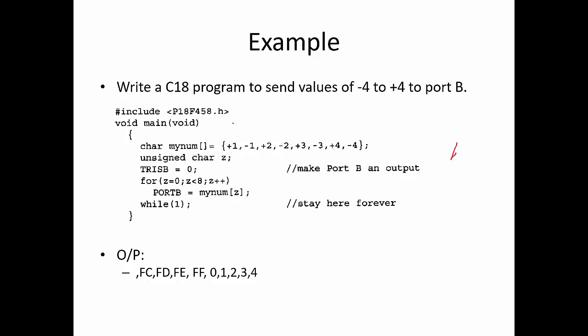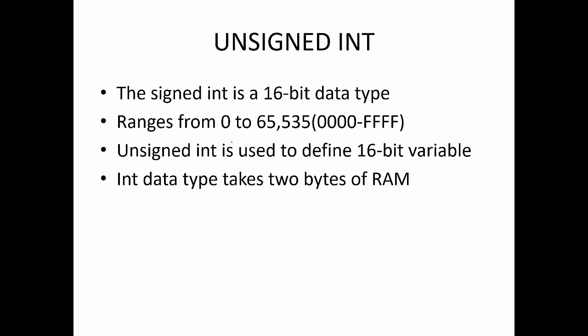This is the example I was mentioning previously: a C18 program to send the values of -4 to +4 to port B. I am just including the PIC header, and inside main I am defining my numbers as char. Why char? Because my numbers are between -4 and +4. If the values were positive alone, I would name it unsigned char. Since the values to port B are -4 to +4, I am declaring the data type as char, so it will allow both positive and negative values.